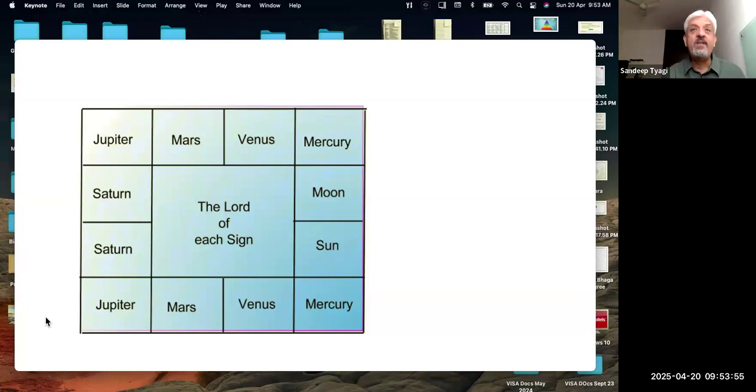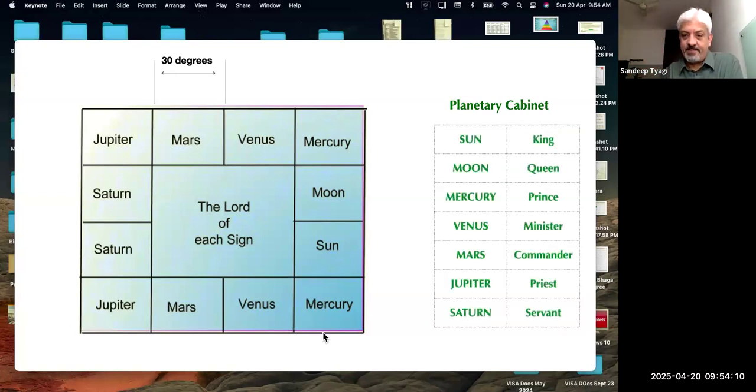There is what is called, among the planets, a celestial cabinet, okay? The celestial cabinet, or the planetary cabinet, the cabinet of the stars, is where the Sun is represented as the king who looks after everything. The king is the one who is responsible for life. The king is responsible for the good of everyone.